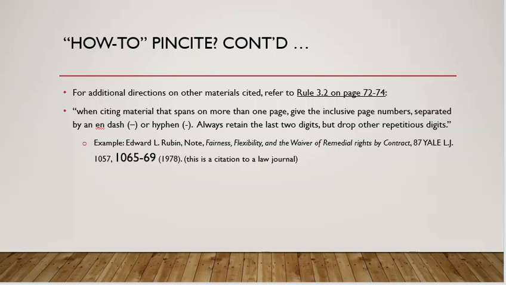Example: Edward L. Rubin, Note, Fairness, Flexibility, and the Waiver of Remedial Rights by Contract, 87 Yale Law Journal 1057, which is where the article starts, and the pin-cited range is going to be 1065 through 69. This is a citation to a law journal.